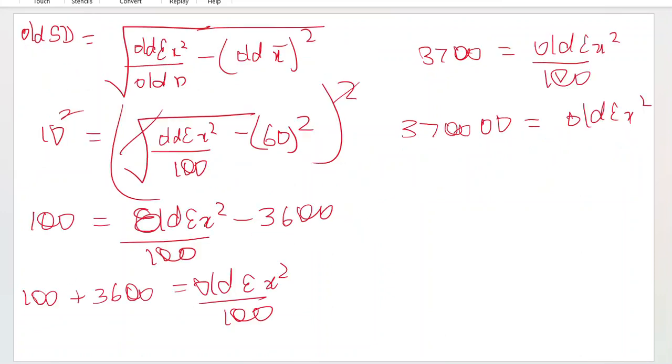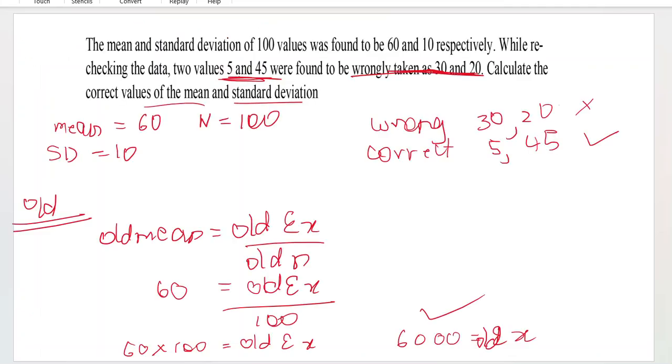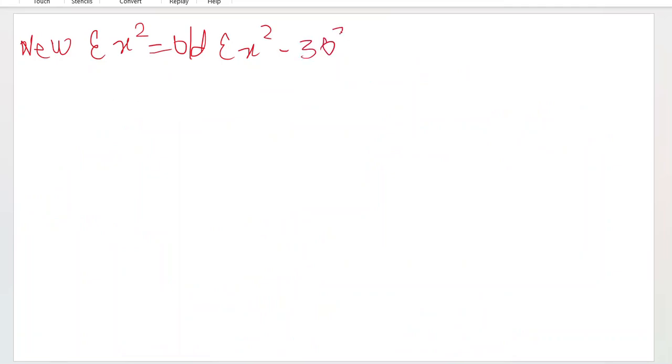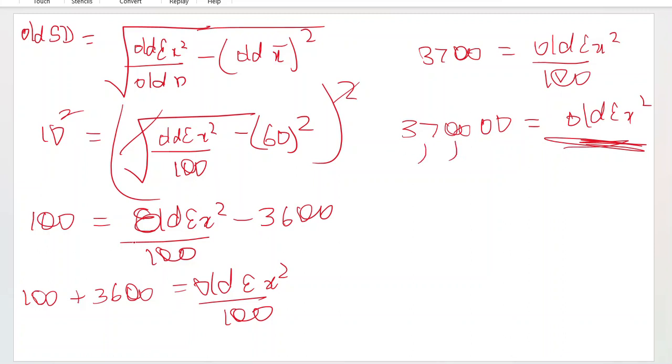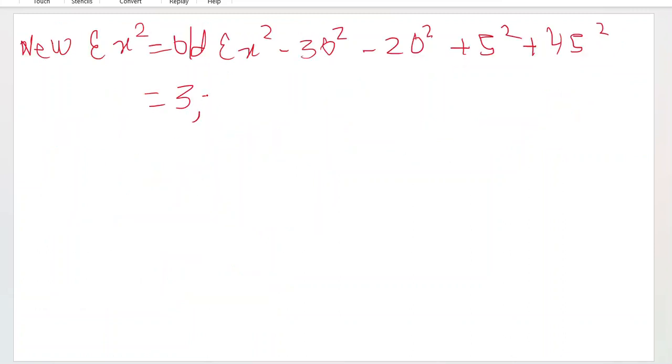Now we do the same thing for old sum of x square, and replace it by new sum of x square. New sum of x square will be old sum of x square, minus the wrong parts, that is 30 square, 20 square, plus the correct 5 square plus 45 square. Old sum of x square we have calculated as 3,70,000.